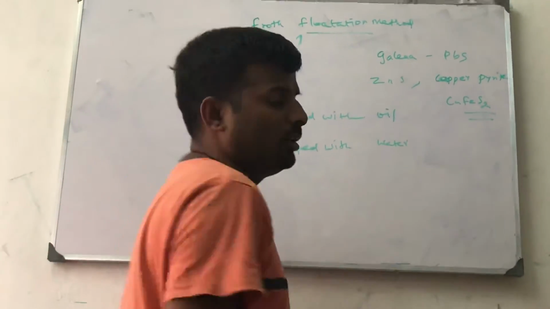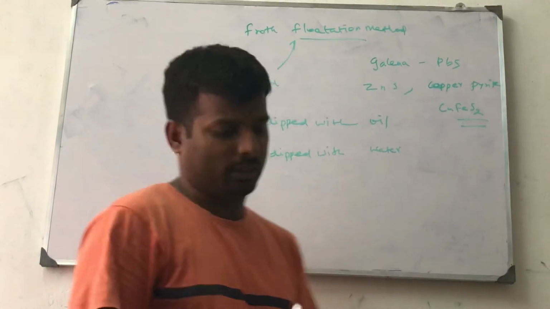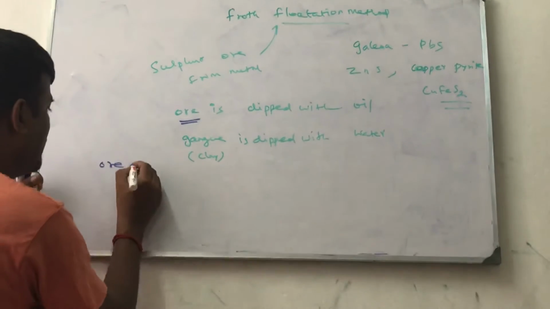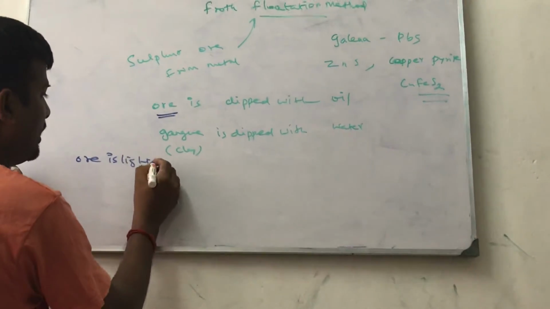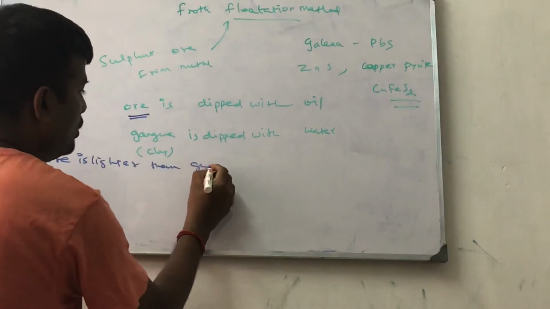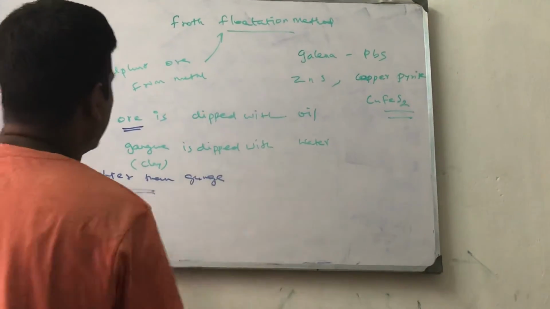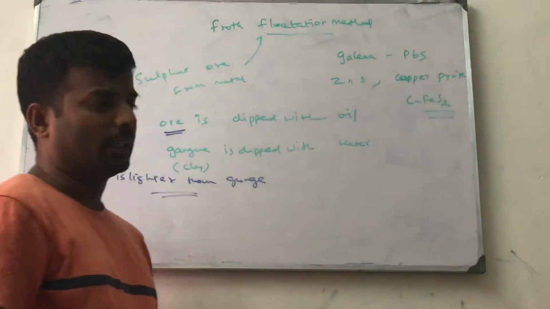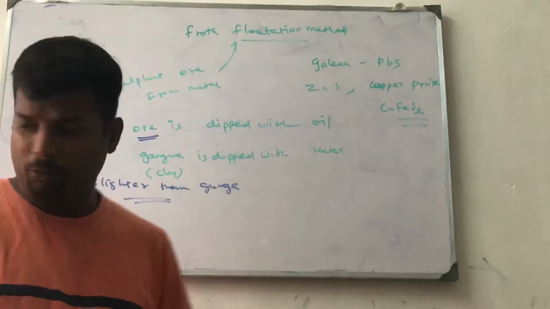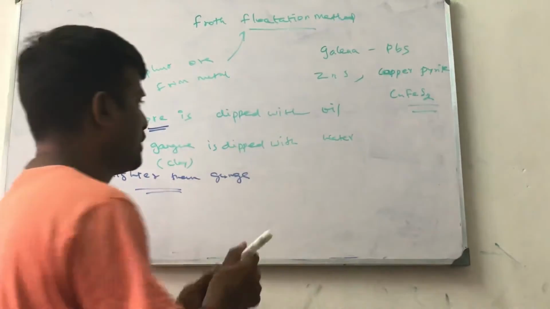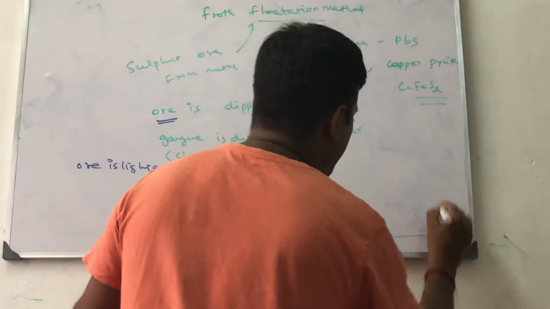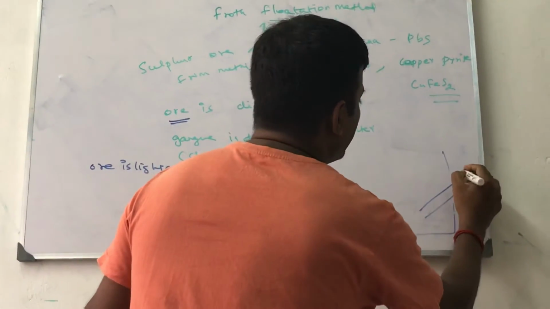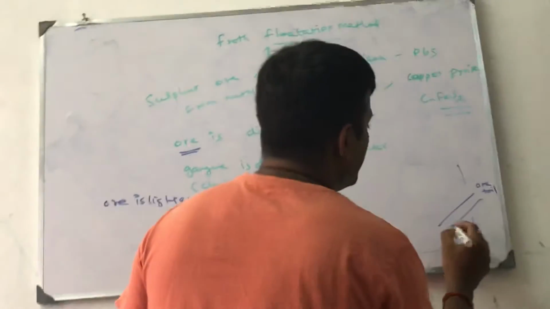In levigation, the ore is denser than gangue, but in froth flotation, the ore is lighter than gangue. So this point we have to note down. After mixing with proper oil and water, they will settle down. After that, I am going to draw the diagram and tell you what is happening here. This is the frothing tank. Ore plus oil is passed here.